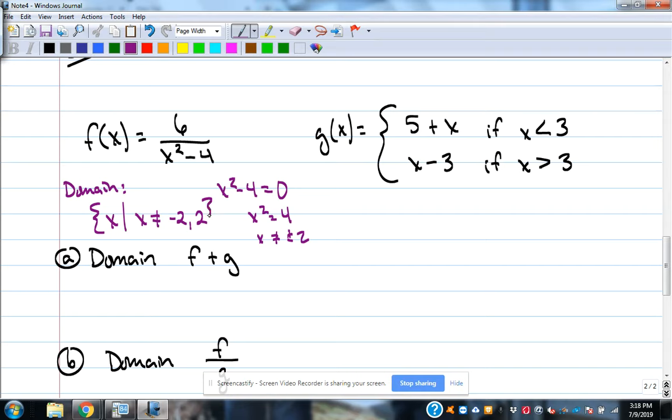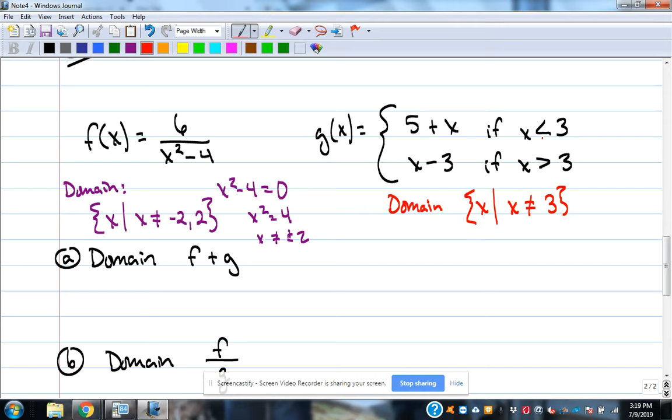And for g of x, when we look at the inequalities, they kind of tell us what the domain is. It says all the x's as long as x is less than 3, and then this one says all x's as long as x is greater than 3. The only number that's left out is 3, so the domain for this one is that x cannot be 3. That's the number that's left out of those inequalities, so we get that kind of for free in the piecewise definition.